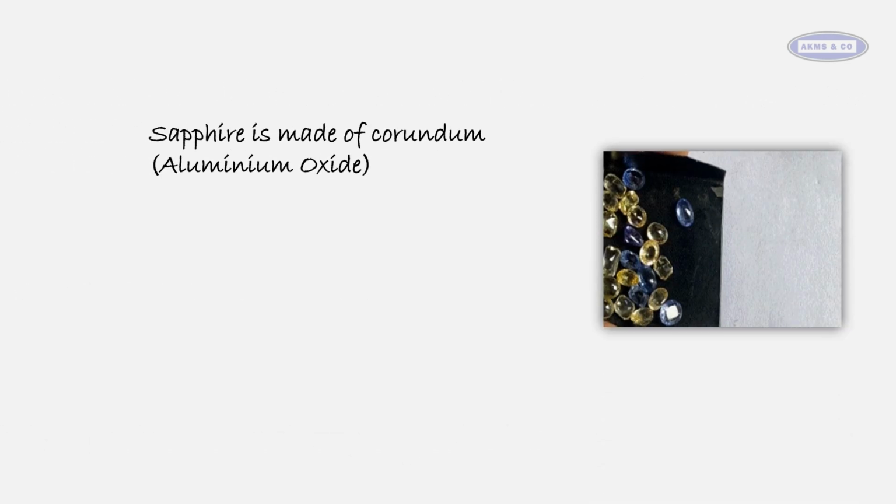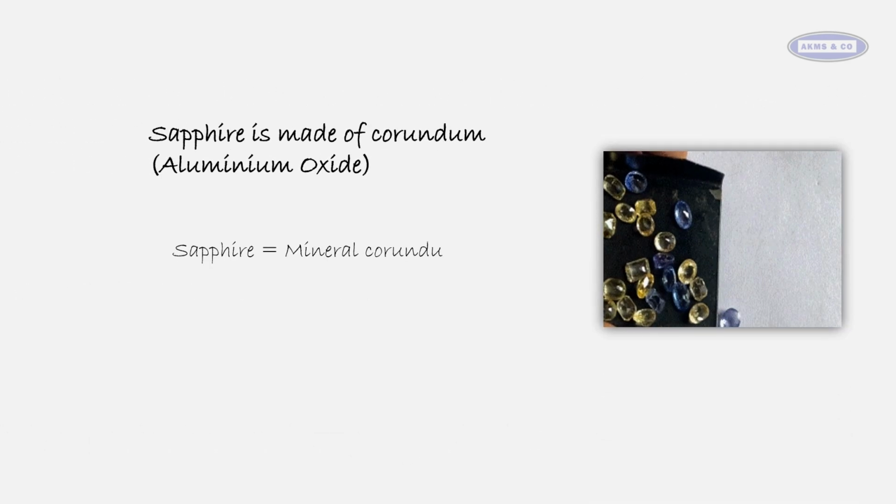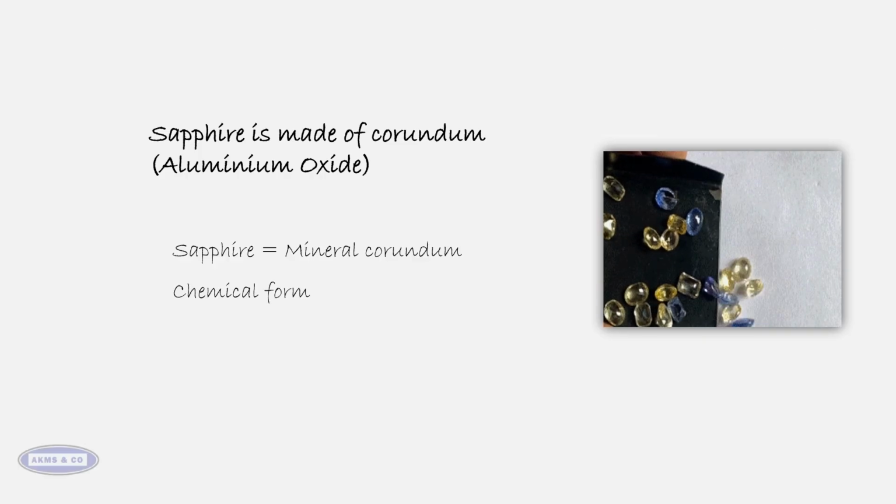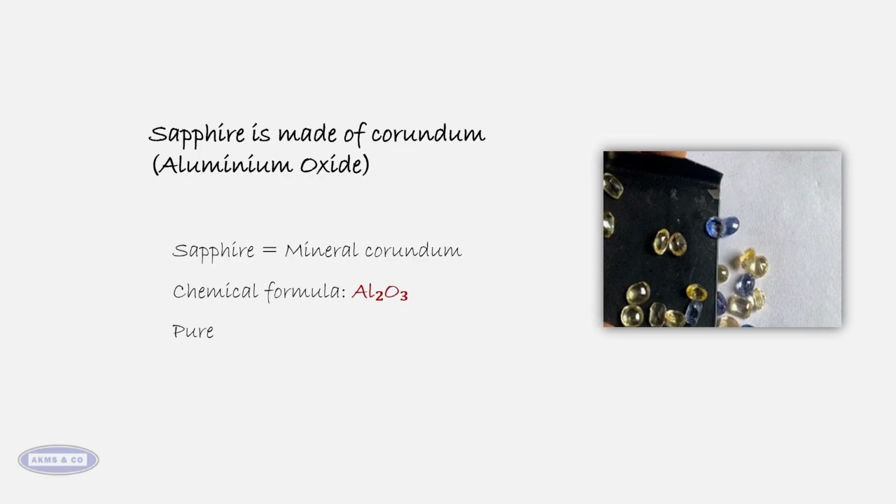First, sapphires belong to the mineral species called corundum. The corundum is made up of aluminium oxide. Chemical formula Al2O3.